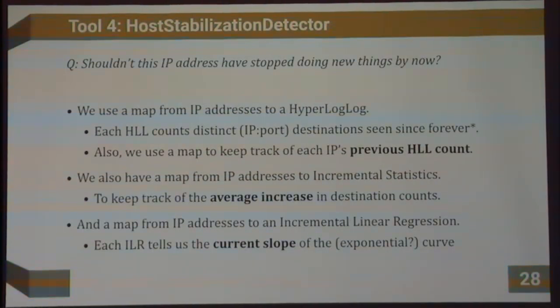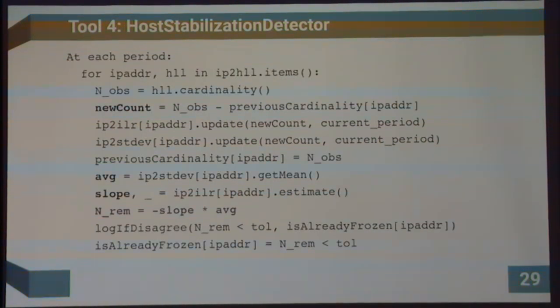And then this is the question we want to answer. It looks like we use, of course, the HyperLogLog to keep track of the number of unique IP port combinations and IP addresses contacted. We also keep the statistics on it to get the average over each time period of how many it's communicated with, and we get the slope. We have a linear regression to do the slope. And so we have this code, and that answers the question, how many would we expect to see, and then it tells us if it's frozen and if it unfreezes.